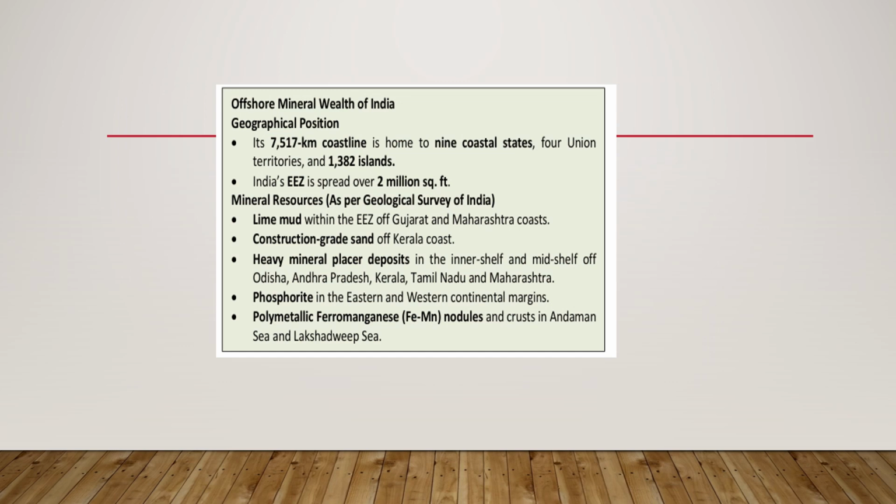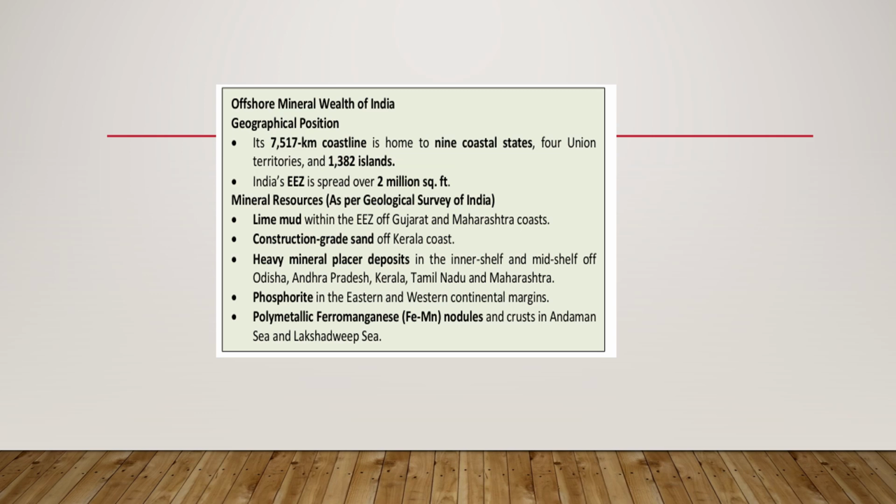About the offshore mineral wealth of India, geographical position: India's 7,517 kilometer coastline is home to 9 coastal states, 4 Union territories and 1,382 islands. India's exclusive economic zone is spread over 2 million square kilometers.